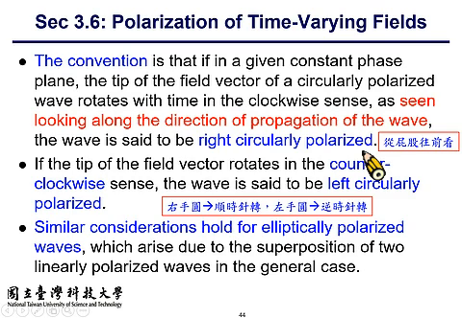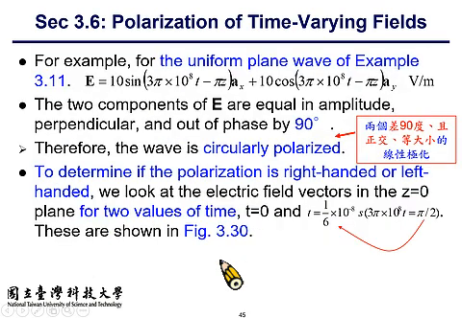So here are some tips for you to determine the polarization of circular polarization and elliptical polarization as well. So similar consideration holds for elliptically polarized wave. And here's the example. As I already mentioned, example 3.11 is actually a description for circular polarization. So here we can take a further look at the description for the E field in example 3.11.